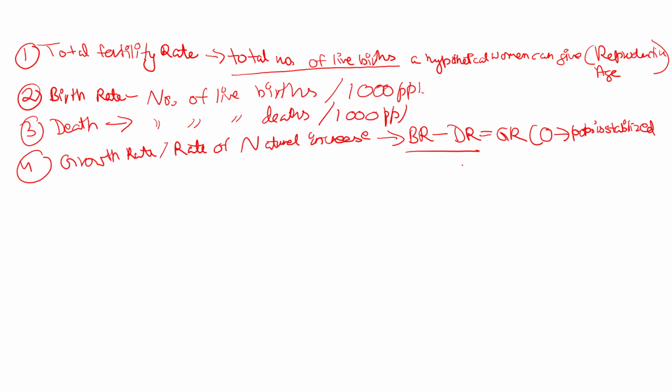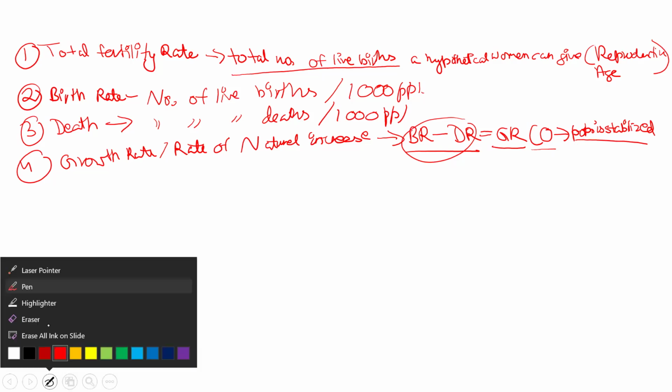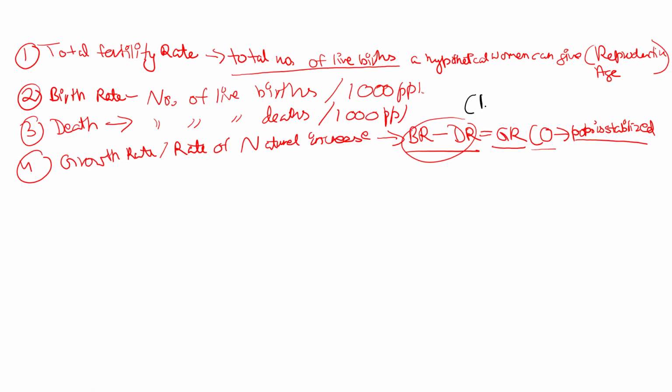Continuing with this, birth rate minus death rate is equal to growth rate. So when this difference becomes zero, we mean that the population has stabilized. What do we mean? The population has reached the replacement level. We'll discuss the replacement level later, but here our population reaches the level of replacement. Okay, we move forward and we have some examples as well.